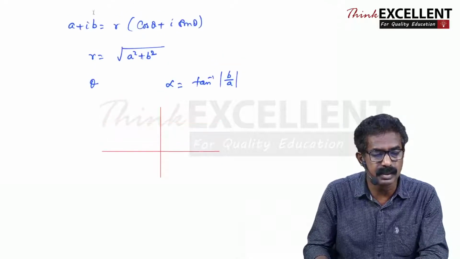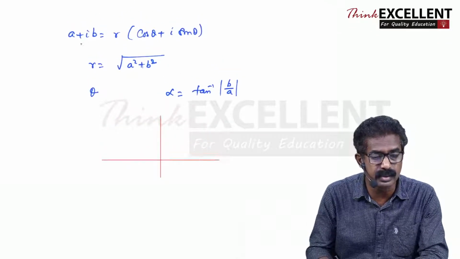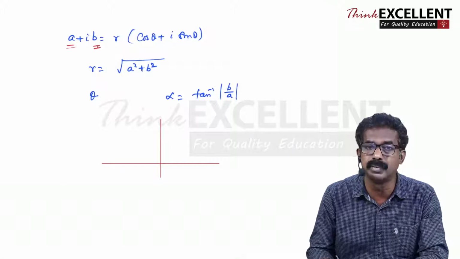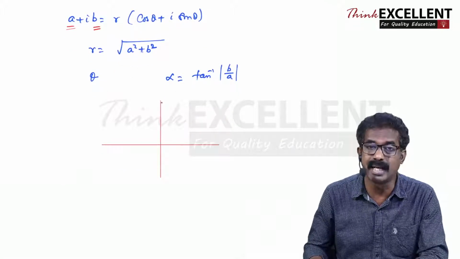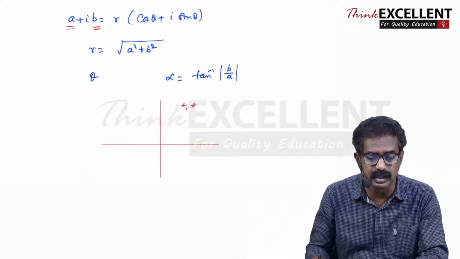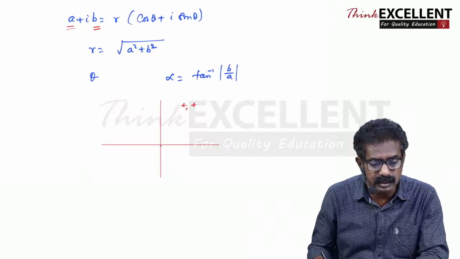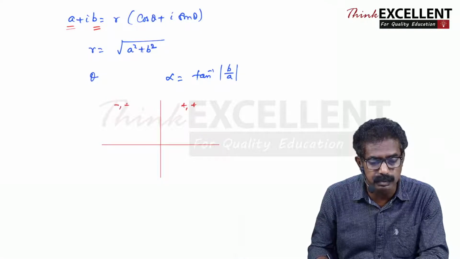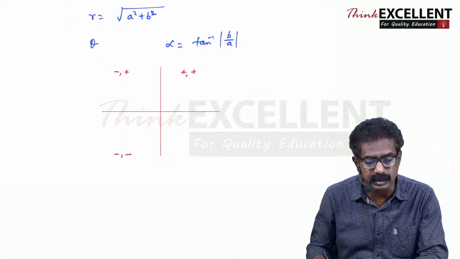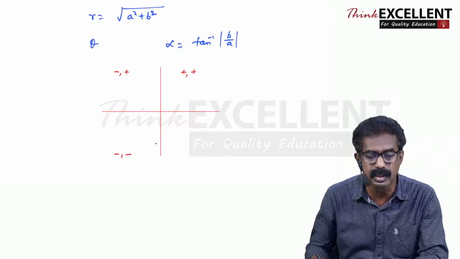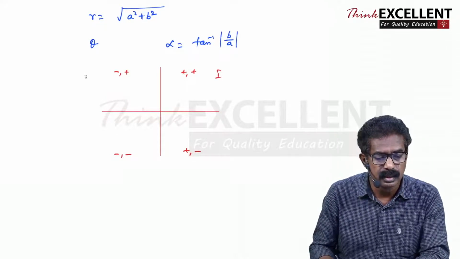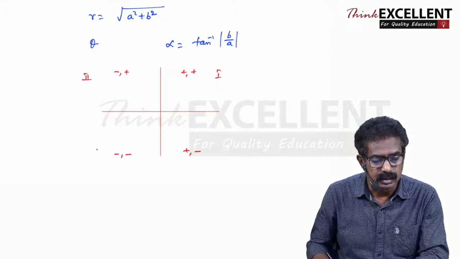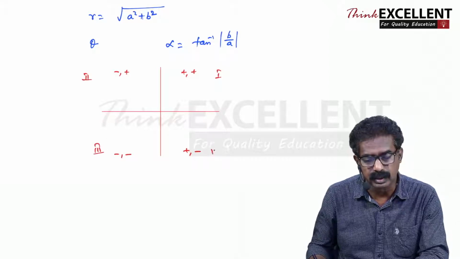Suppose the complex number is in the first quadrant. How can you identify that? You see the signs of a and b, the real part and imaginary part. When both are positive, it is the first quadrant. In the second quadrant, the real part is negative and the imaginary part is positive. Third quadrant, both negative: x value negative, y value also negative. Fourth quadrant, positive, negative.